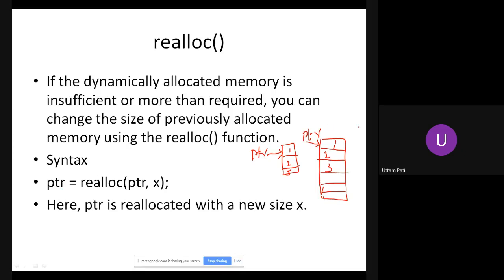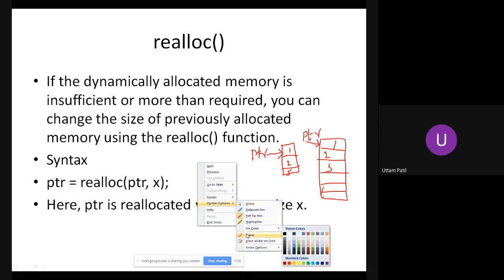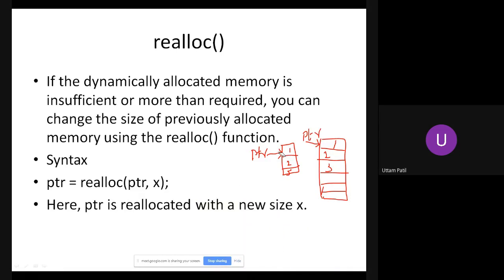Now PTR starts pointing to this location. Then what happens to the earlier allocated memory? It will all get deallocated. So this will all be returned to the operating system to be used for something else. So all this will get deallocated, and this no longer exists. So this is how the size of the array becomes 6 from 3.